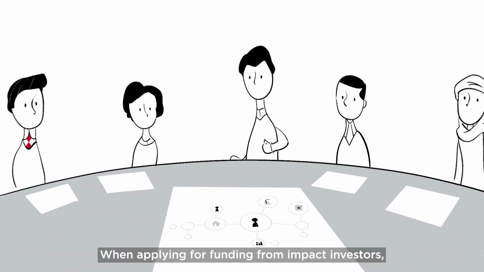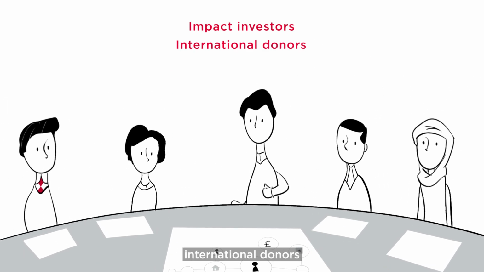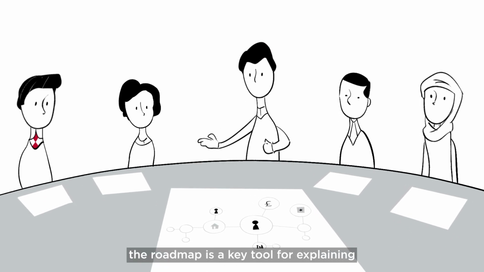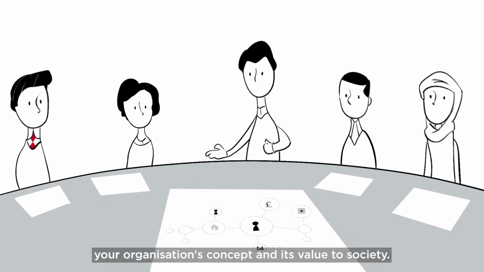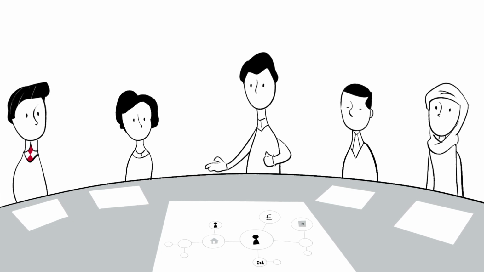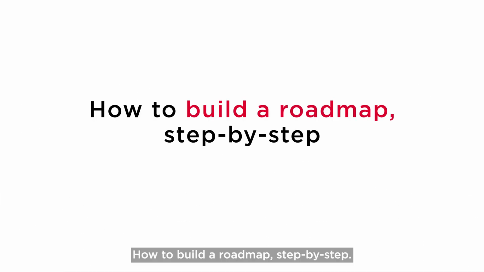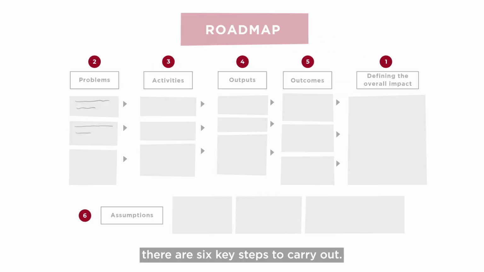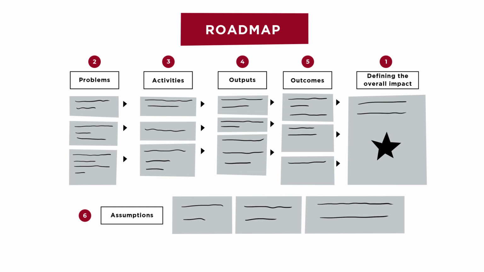When applying for funding from impact investors, international donors, and grant funds, the roadmap is a key tool for explaining your organisation's concept and its value to society. How to build a roadmap, step by step. When it comes to building your roadmap, there are 6 key steps to carry out.